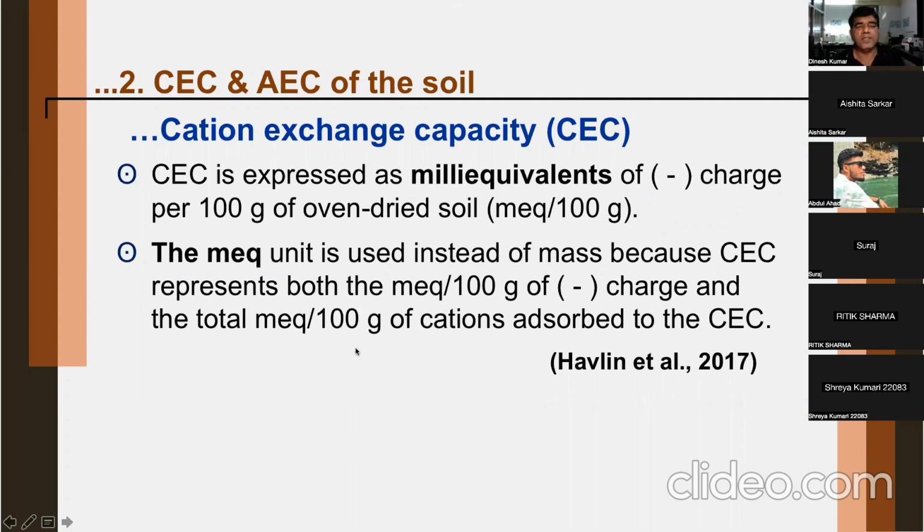So now CEC is expressed as milliequivalent of negative charge per 100 gram of oven dried soil. The milliequivalent unit is used instead of mass because CEC represents both the milliequivalent per 100 gram of negative charge and the total milliequivalent per 100 gram of cations adsorbed to the CEC.